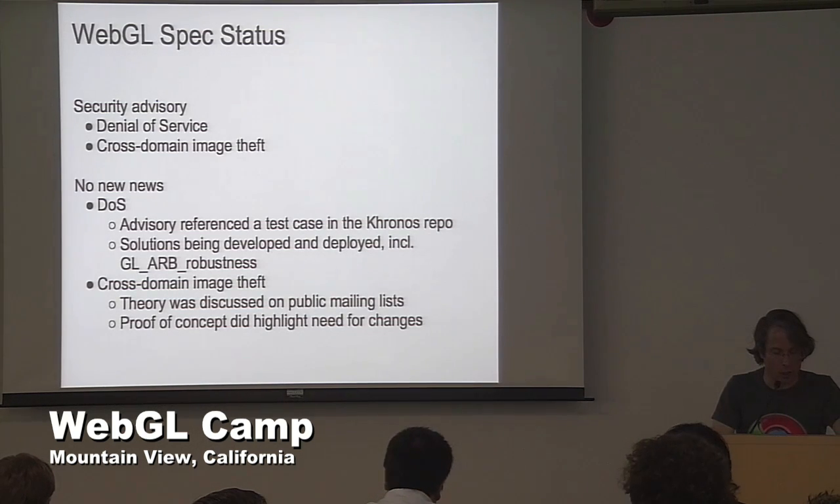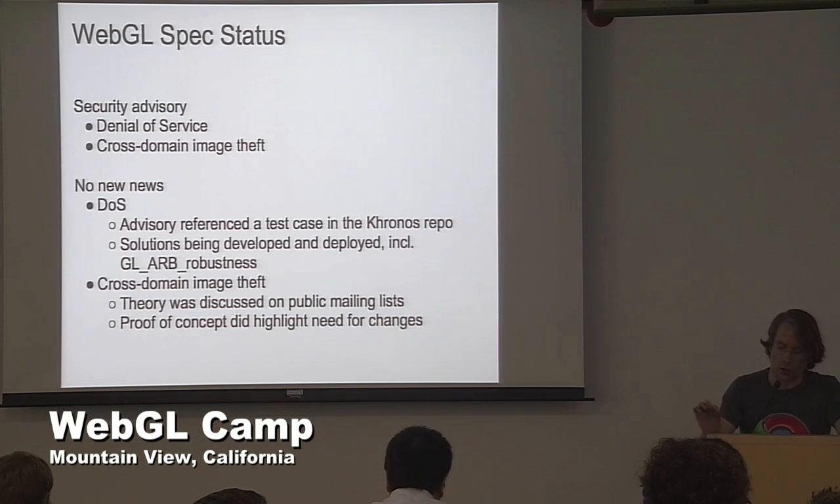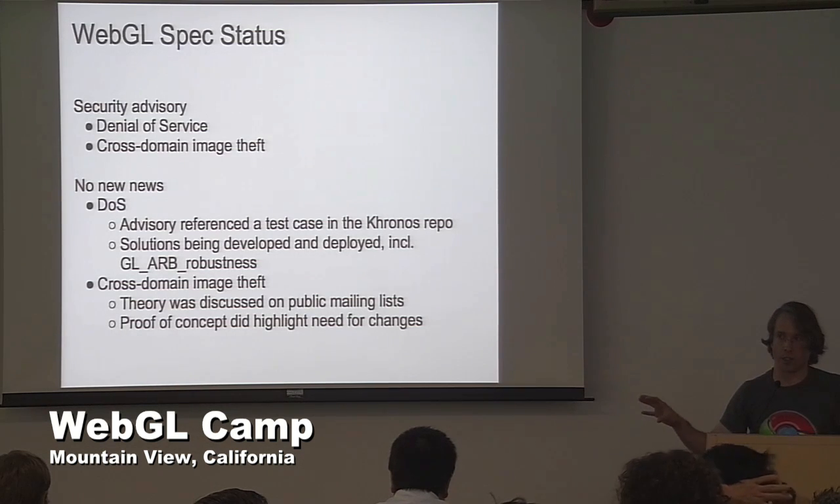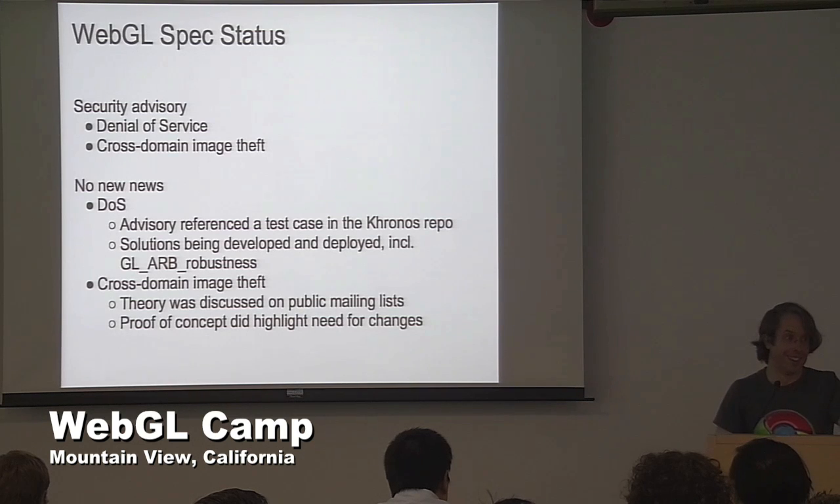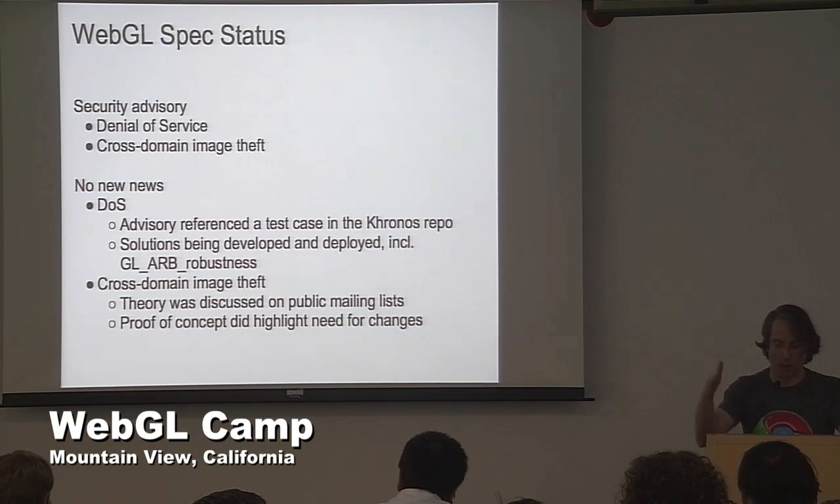The cross-domain image theft issue is one where the theory has already been discussed on the public WebGL mailing list. The basic idea was that you can use a WebGL shader to run longer or shorter depending on the color value at a given pixel. And with that side channel information, you can actually determine the contents of an image that you're not supposed to be able to see. Yeah, and I see some laughter, and yes, no kidding, this really works. Not very reliably, though. If you run the proof of concept test case and wiggle the browser window around a little bit or do any other activity on the machine, the extracted image quickly degrades into noise. But the fact is that you can actually infer some information.